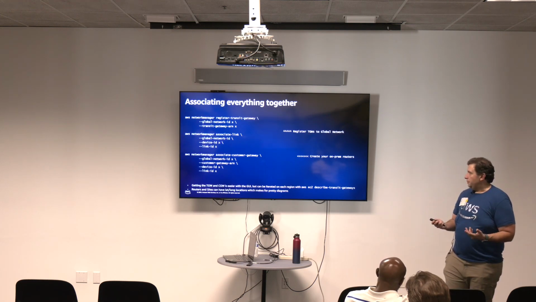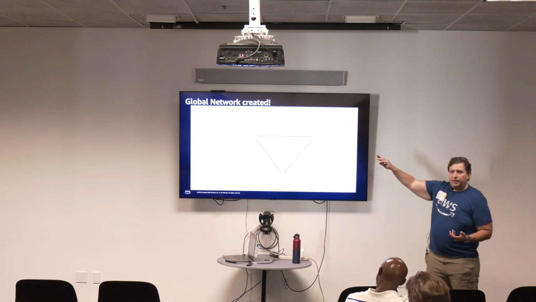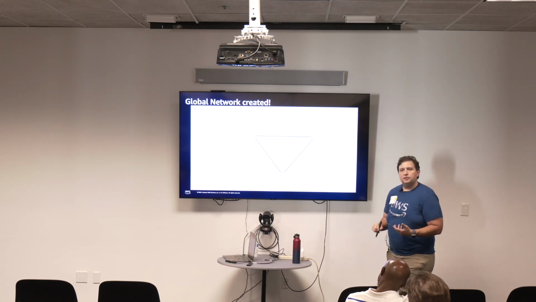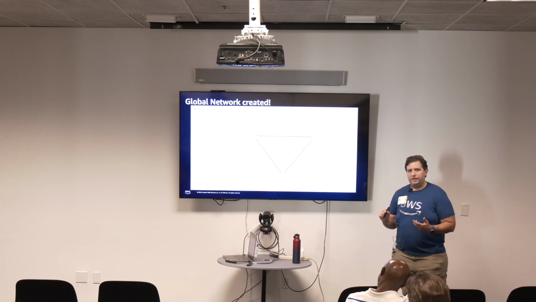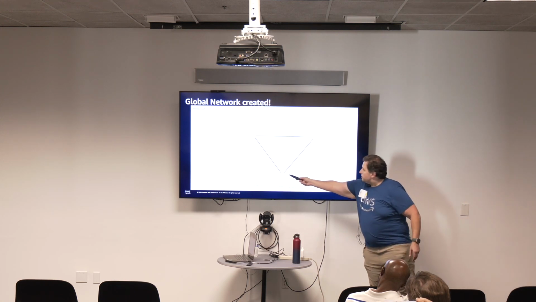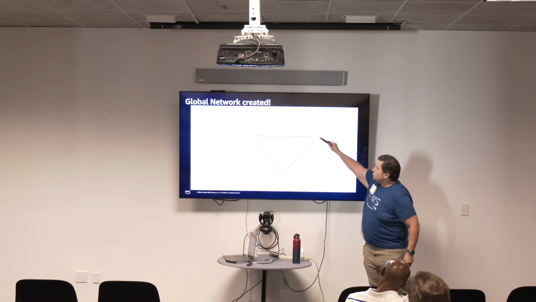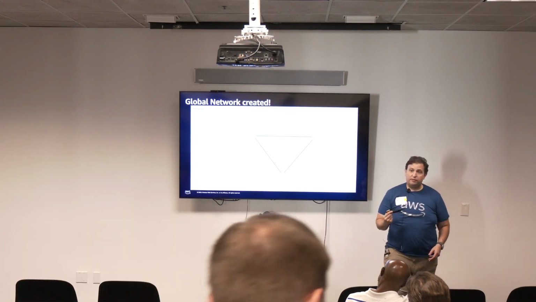So what does that do for me? Well, now that I've created that, this creates a topology graph for me. So now I know exactly what my network looks like. These are my transit gateways right there. These are VPNs that are connected to them. These are all my VPCs that are attached to them.